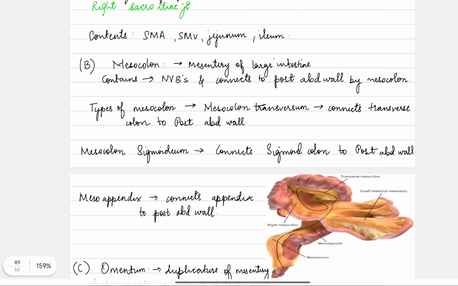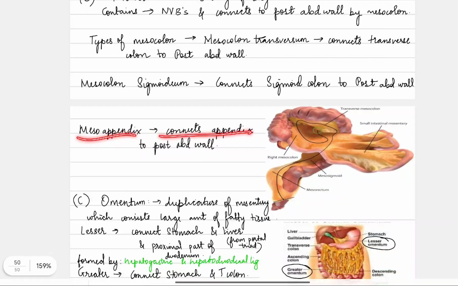Okay, the types of mesocolon are: mesocolon transversum, which connects the transverse colon to the posterior abdominal wall; mesocolon sigmoideum, which connects the sigmoid colon to the posterior abdominal wall; and mesoappendix, which connects the appendix to the posterior abdominal wall. Transverse mesocolon, mesosigmoid and mesoappendix.